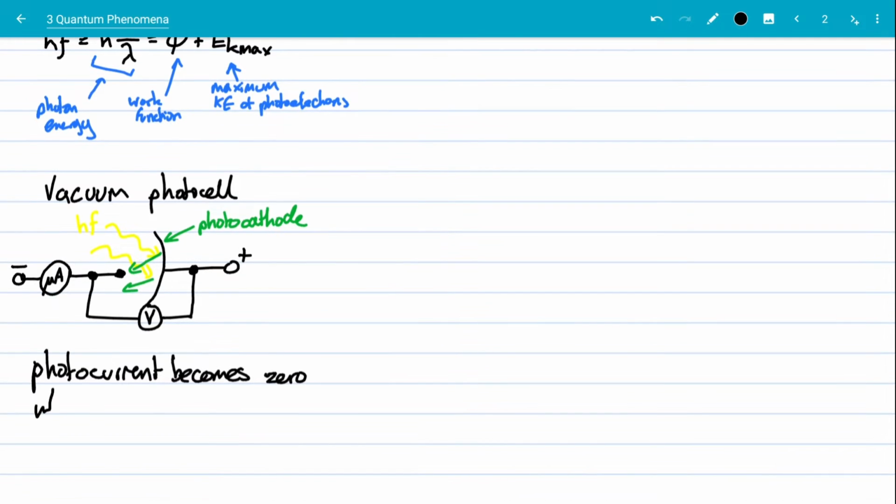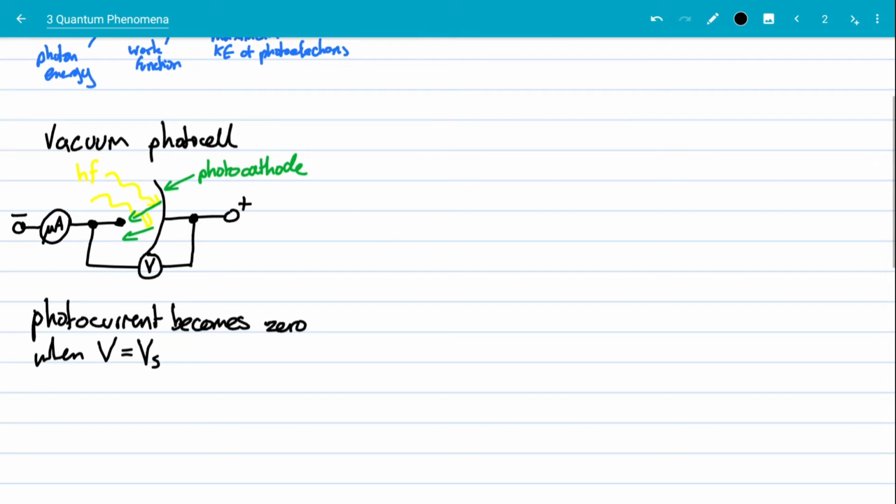when, well, when what? Well, when we had a potential difference, V, equal to what we call the stopping potential. And what does that mean? Well, that means that even the most energetic electrons in that situation, Ek max, released from the surface, have an energy equal to e times the stopping potential, e being the charge of the electron. So that's what we were looking at last time, and that's kind of where we were up to.